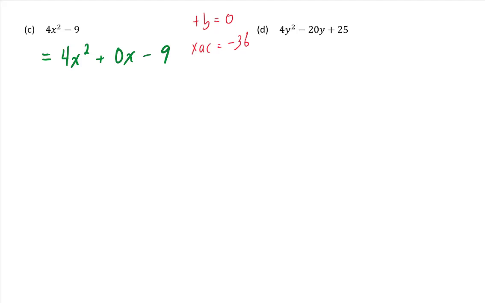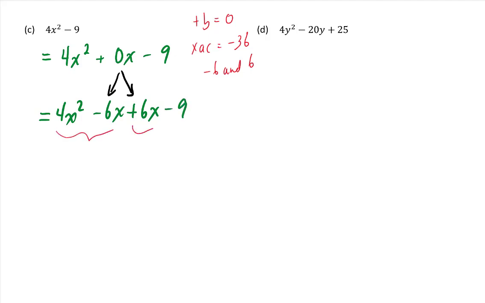Again, pause the video, see if you can figure those two numbers out. So the two numbers you should have ended up with are negative 6 and positive 6. Negative 6 times 6 is negative 36, and negative 6 plus 6 is 0. So for our next line, we have 4x squared. Remember, we've broken up the 0 into minus 6x and plus 6x. So that's what we did here. And we still have the minus 9. Again, we're going to factor by grouping.